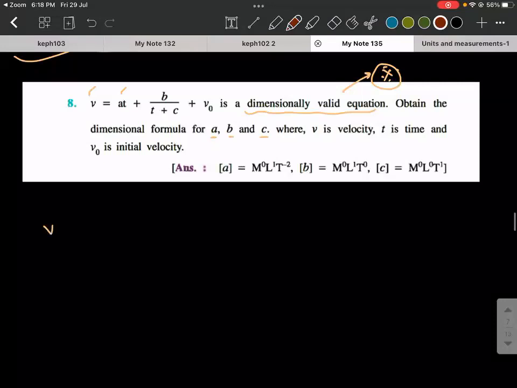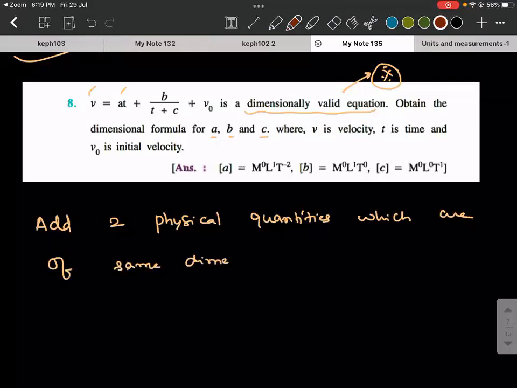Okay. So if you observe, one point to be noted is that in any mathematical operation, you can add two physical quantities which are of the same dimension. This is the first important point that you need to make a note of. If you're adding two physical quantities, you can add only if they are of the same dimension. You cannot add velocity and acceleration, because velocity is a different physical quantity, and acceleration is a different physical quantity.